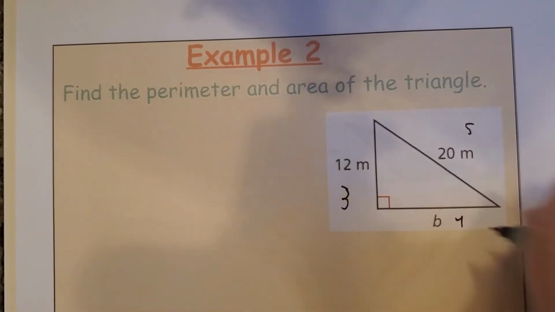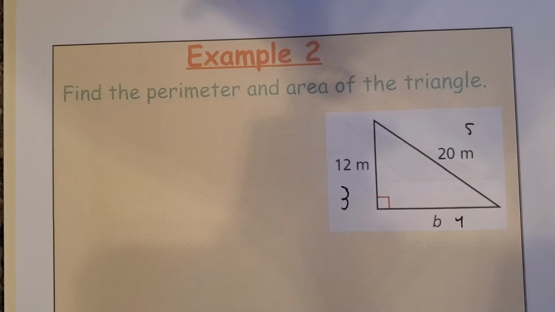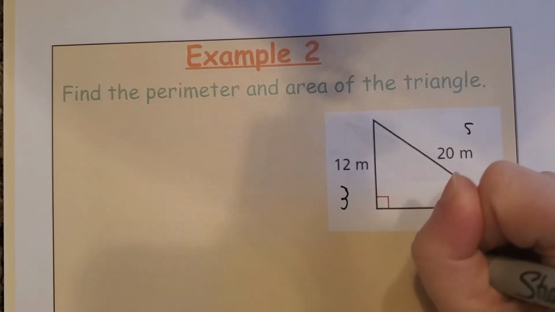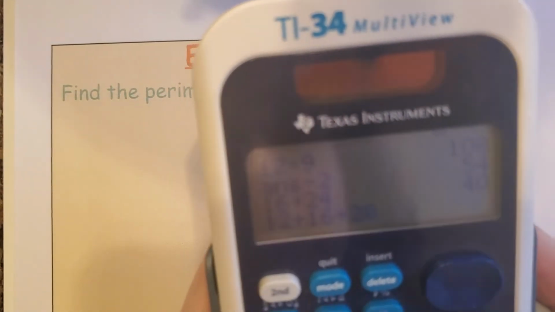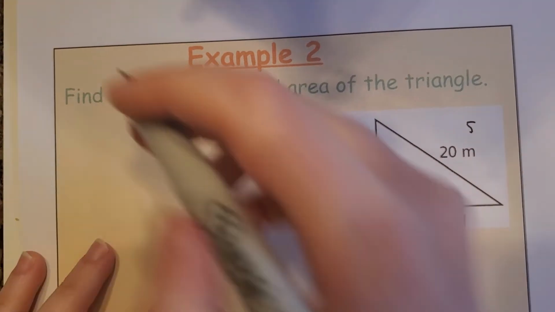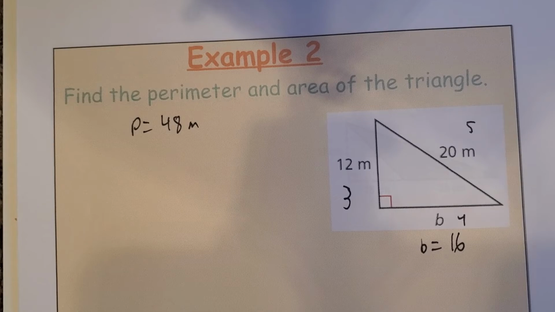So this side would be a multiple of 4. But what multiple? Well, if we divided the other two side measurements by 4, we're going to have to multiply them back out by 4. So the length of B is actually 16, which means the perimeter is 12 plus 16 plus 20, which is 48. So 48 meters.